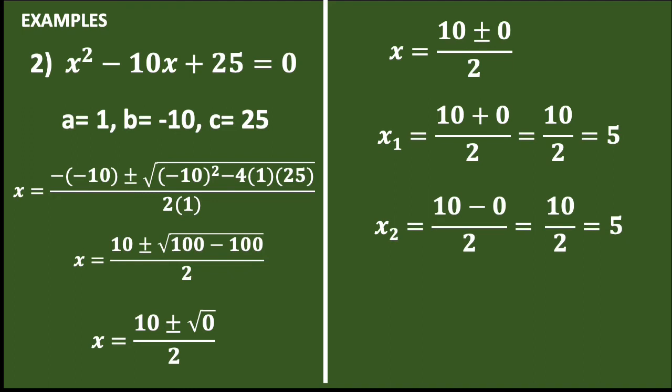What about our x sub 2? 10 minus 0 divided by 2 equals 10 divided by 2. And it is also equal to 5.